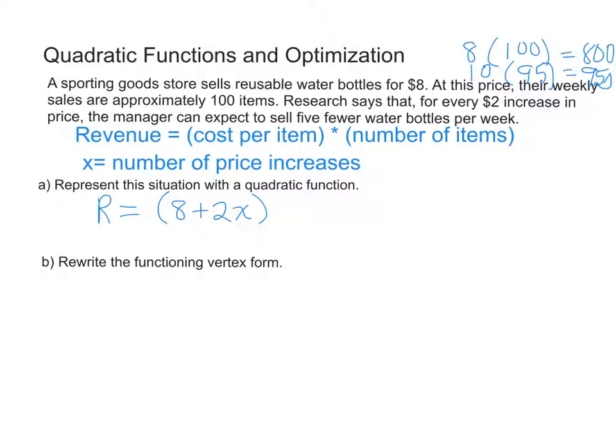And when that happens, when we increase by 2 and then 2 more, 2 more, 2 more, what happens to the number of items sold? Subtract 5. So it started out as 100, and we're going to subtract 5x. Because for every time you increase the price by 2, you decrease the number sold by 5. Is that a quadratic function? Yes. Because if you expand it, do you see where that x squared term is going to come from? Yeah, that's a quadratic function.